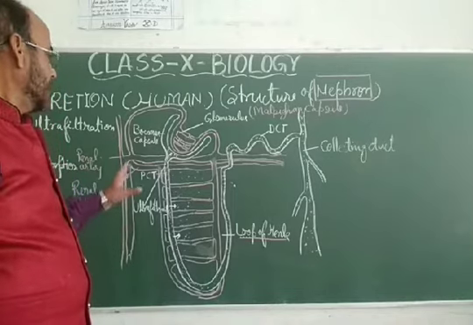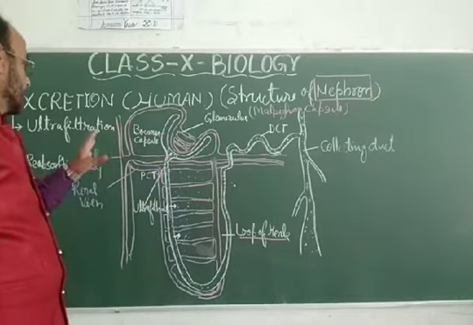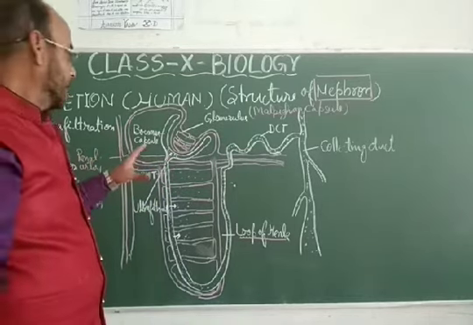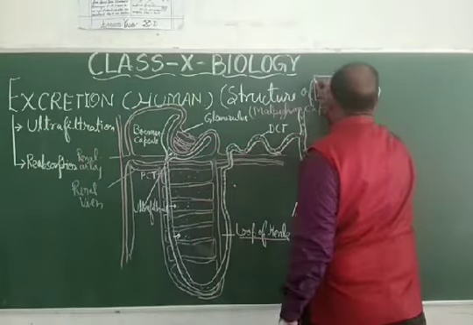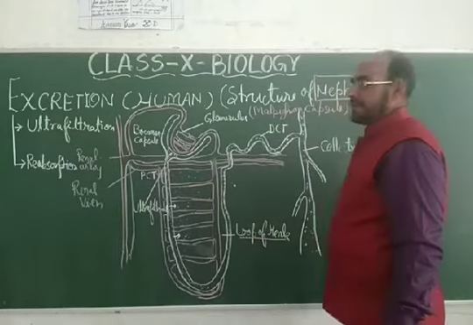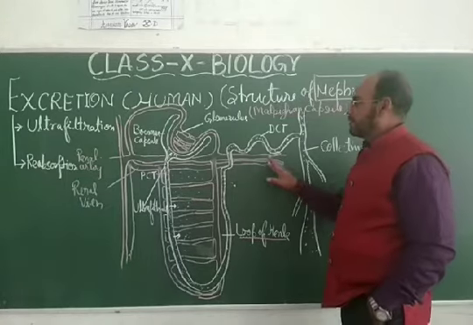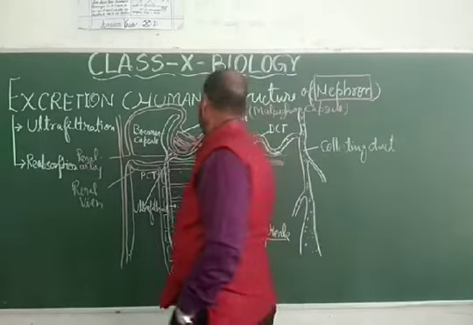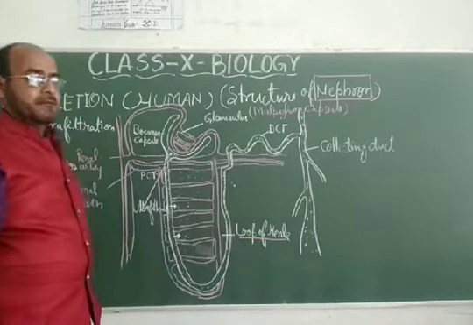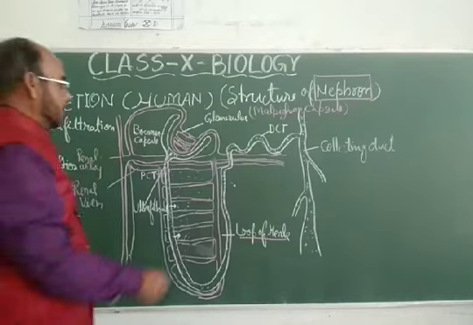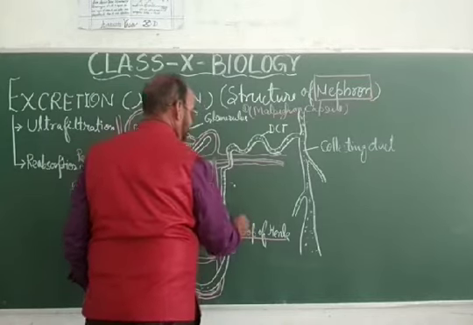Dear students, both kidneys have a unit, and that unit is called the nephron. The process of excretion takes place in each nephron, and this is the structure of a single nephron, which consists of two parts: number one, the Malpighian capsule, and number two, the loop of Henle.